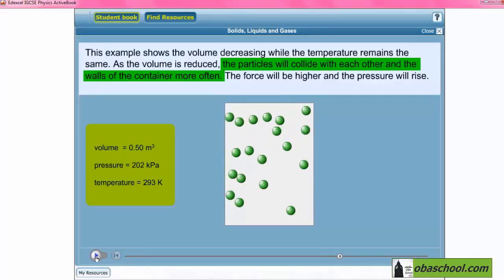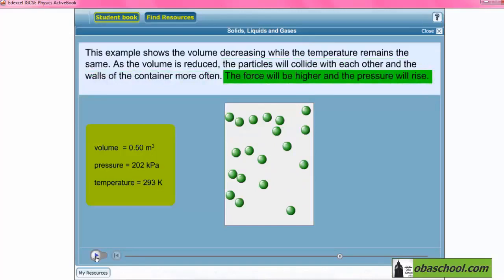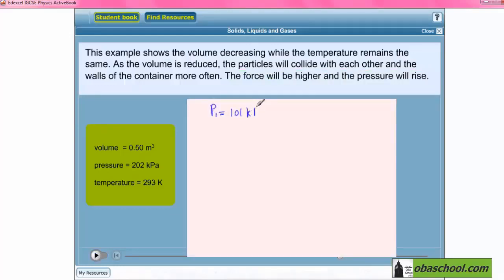So as you can see, as the volume decreases, pressure increases, and the particles are now closer to each other and are colliding with the walls of the container.